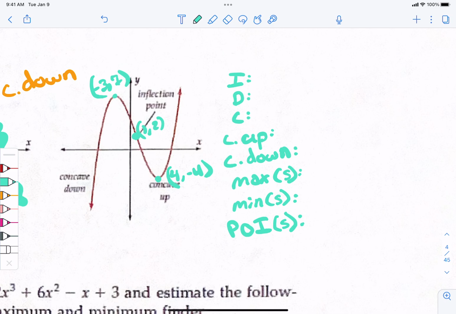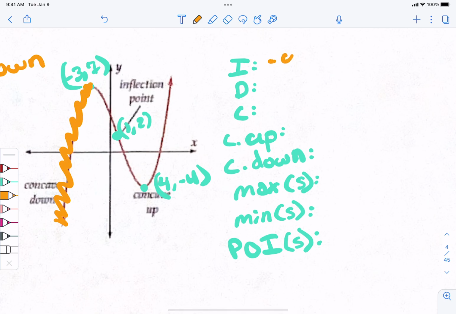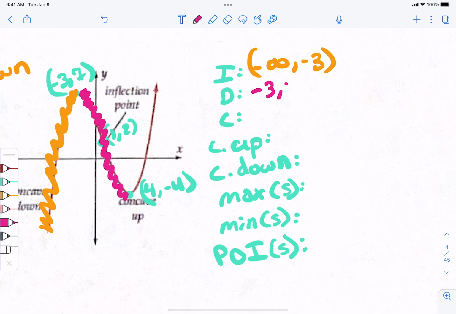Ready? Let's do the stuff that we know how to do first. Increasing. He is increasing from here to here, correct? From negative infinity until we get to -3, according to the point that I just made up, right? And then he starts decreasing. He is decreasing from -3 to 4. Negative 3 to 4 is decreasing.